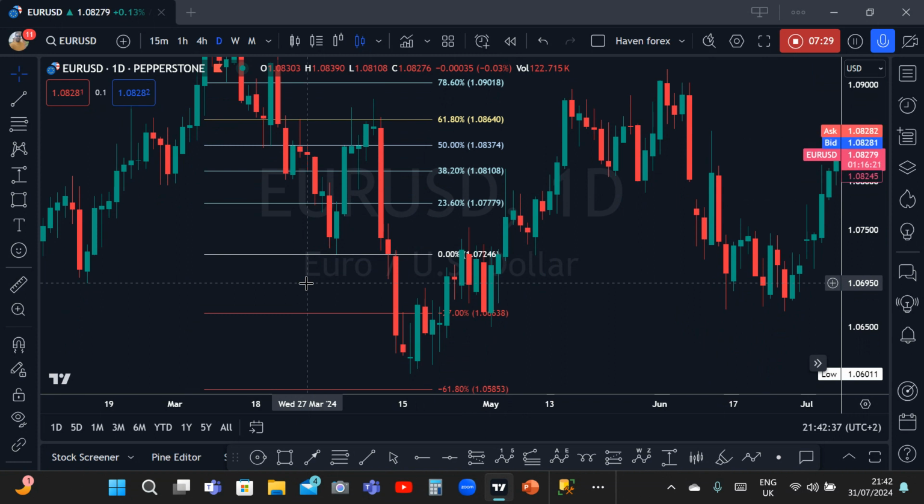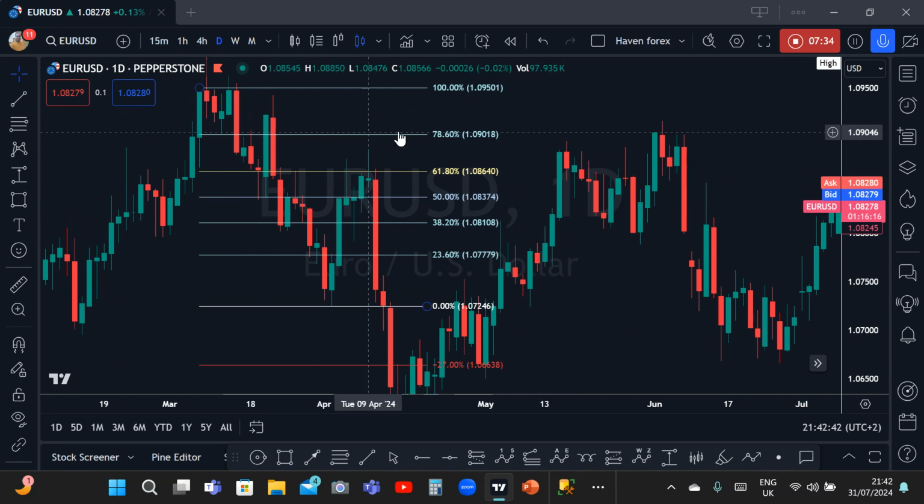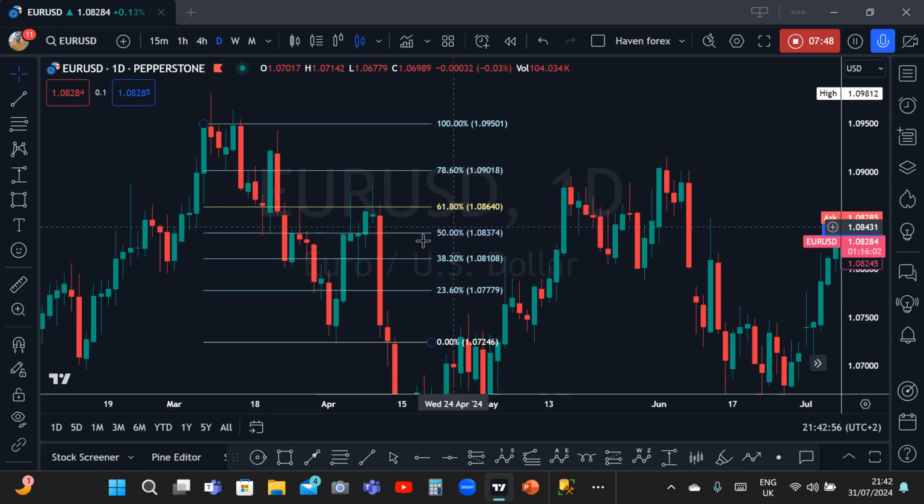Then we have the 78.60. The 78.60, this is a very deep retracement. It indicates a deep retracement, suggesting a strong potential for a reversal. So when it retraced up to this point, if it did not find support here and passed through this place and got to this place, it still did not find support, then by the time it gets to this place, it's expected to find a support or a resistance before it resumes the underlying trend.